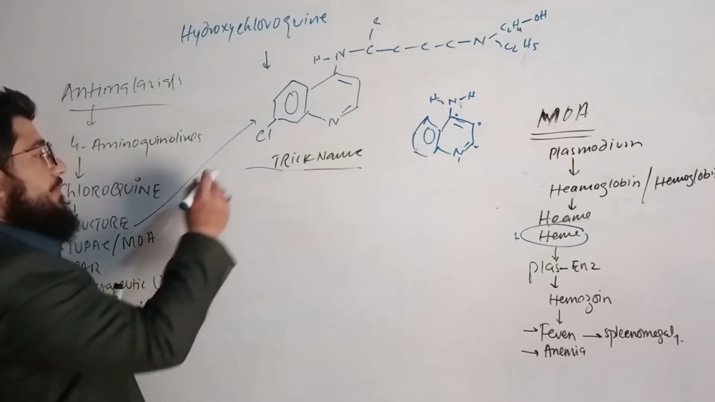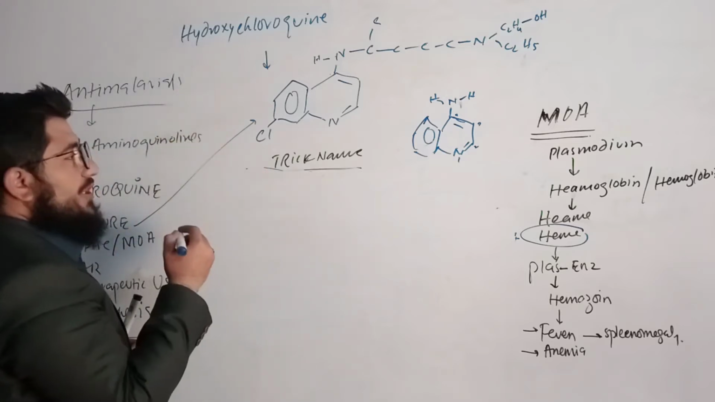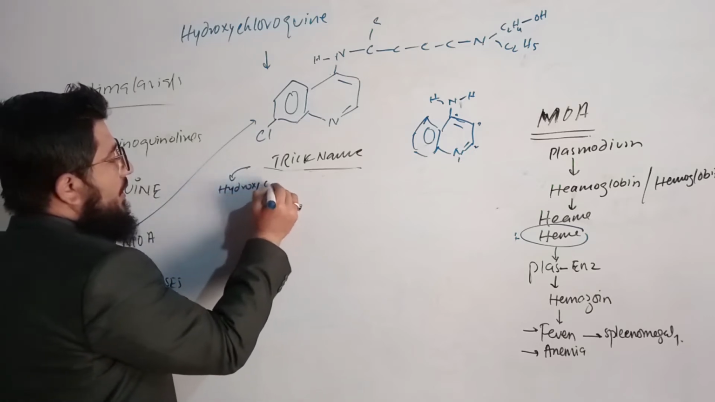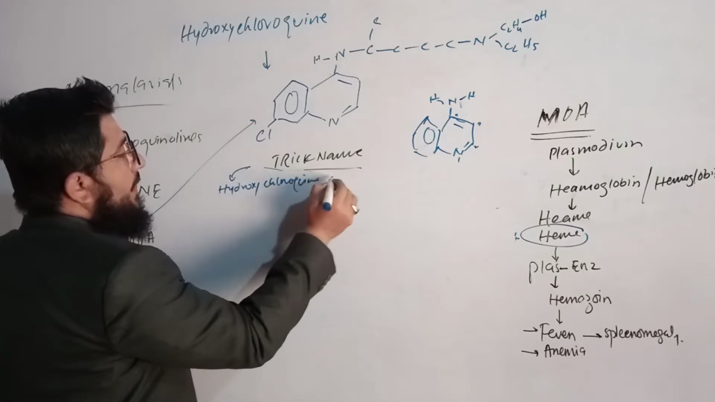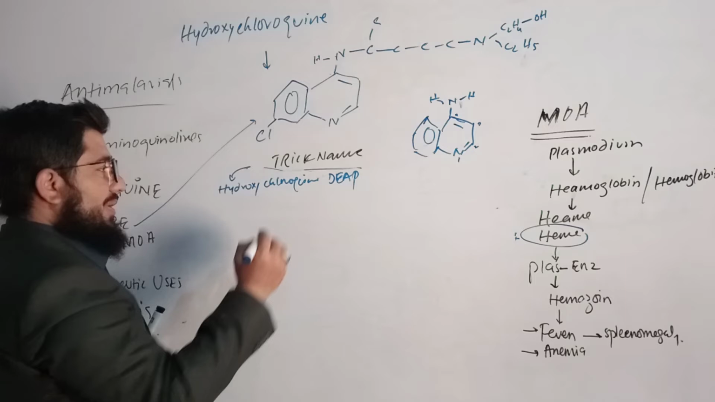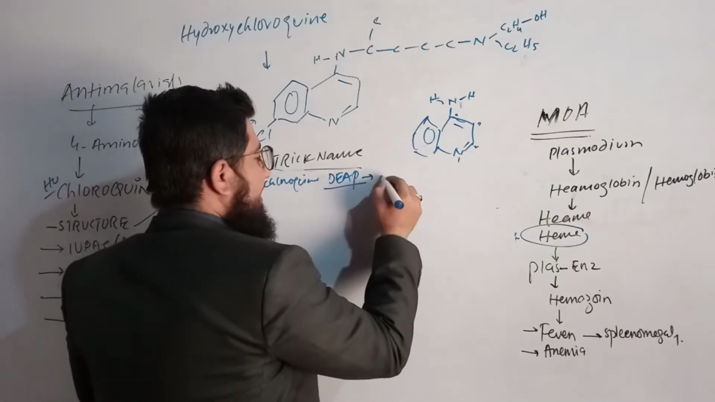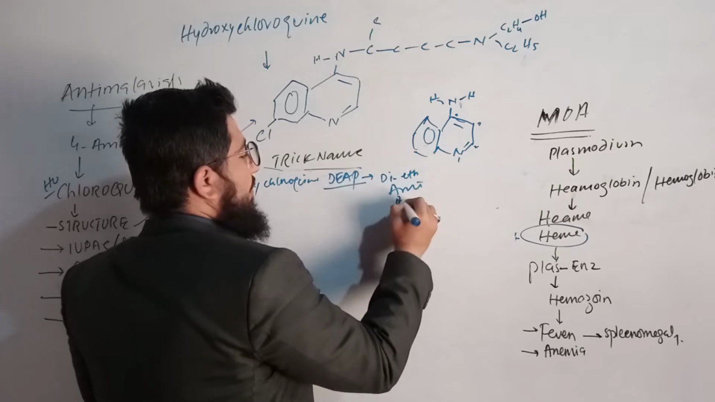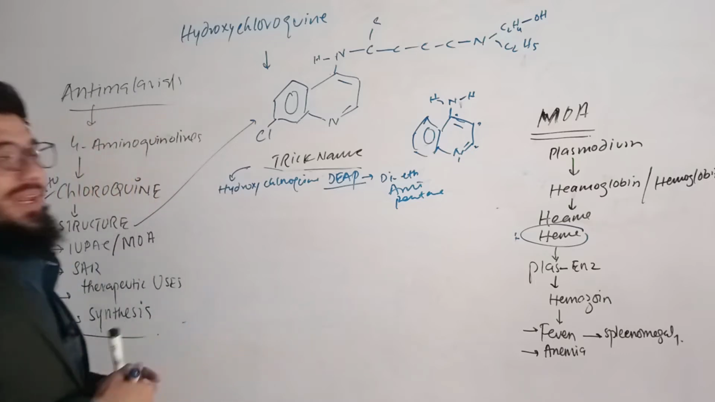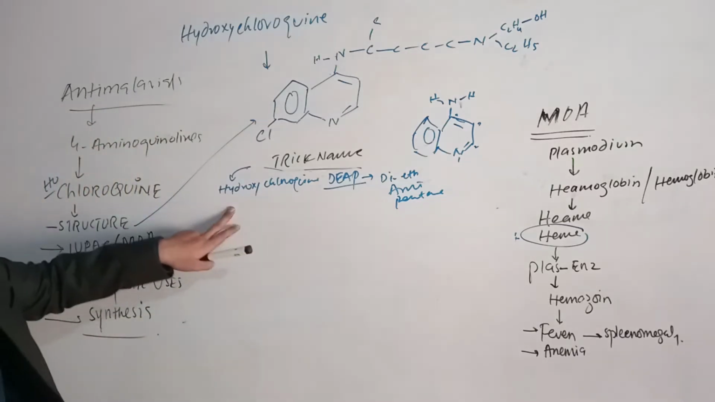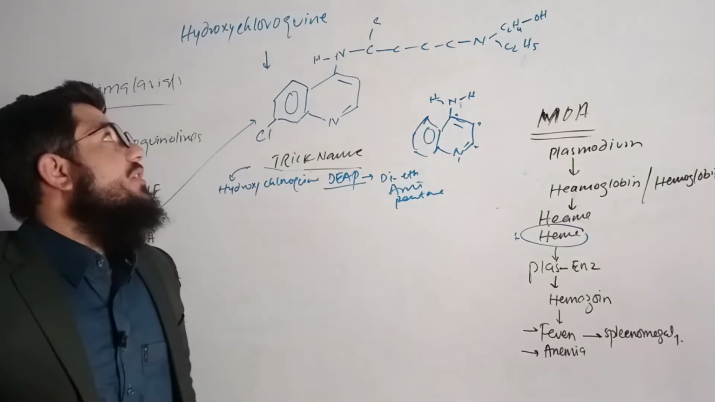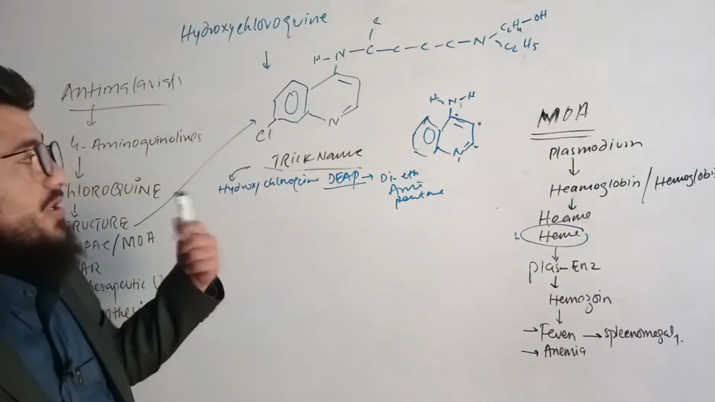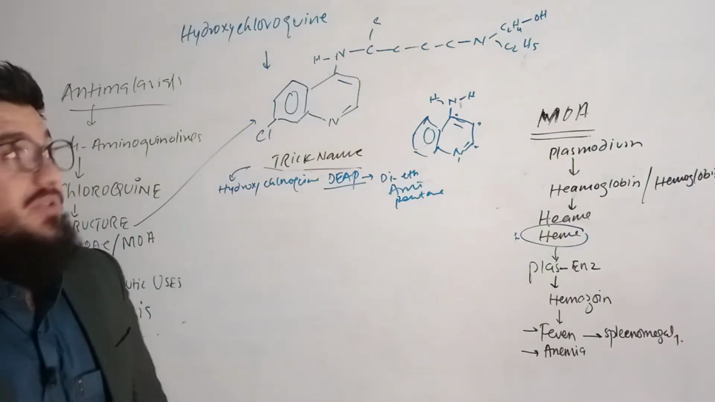That name is simple. I call this hydroxychloroquine with this name, hydroxychloroquine DEP. Now what does DEP stand for? Simple. Diethyl amino pentane. Well, so this is the trick name. If you ask me what is the structure of hydroxychloroquine, I will tell you the trick name through which you will become able to draw the structure. And I'm able to draw the structure because of this trick name.